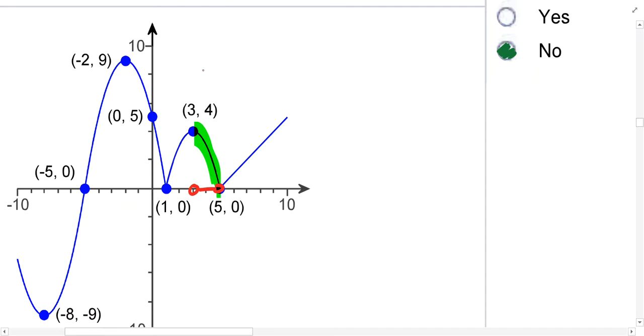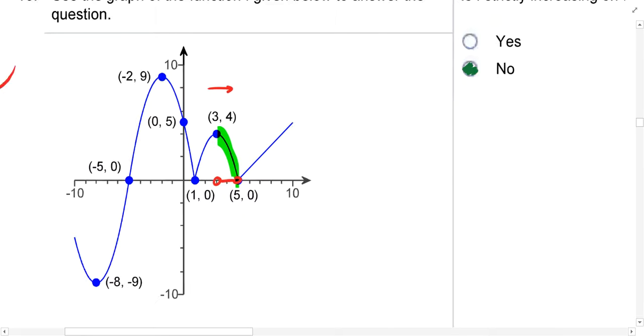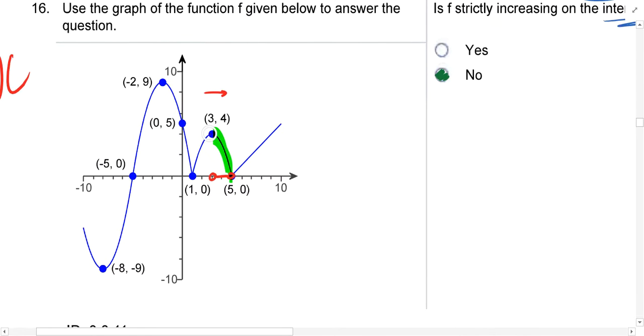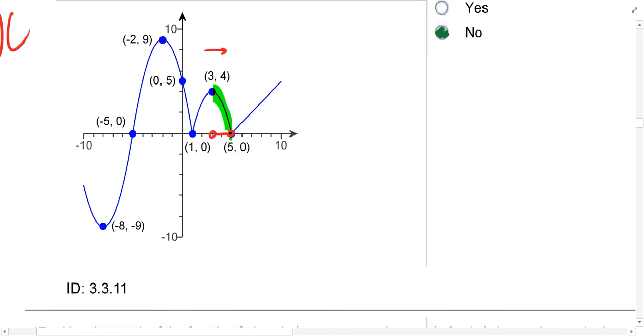We always read from left to right when we're trying to describe increasing versus decreasing. And as we run from left to right, you can see that this function is dropping down. So we would say that it is decreasing, not increasing.